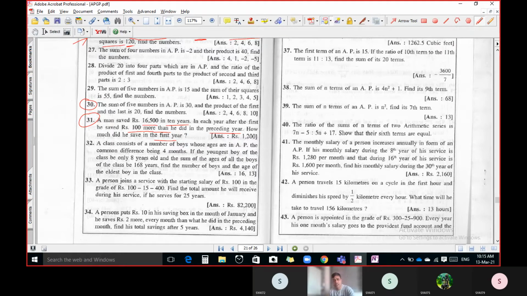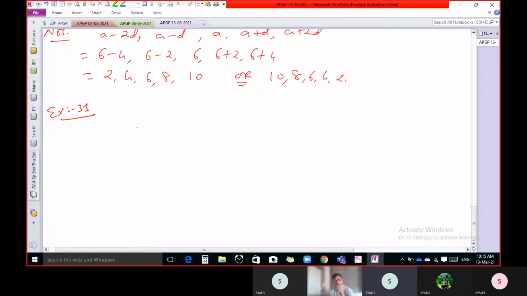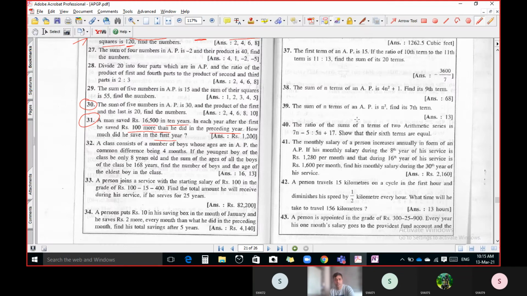So can you tell me what is this 16,500? Last? No, it is total. So sum. Yes. In how many years? 10 years. Each year he saved rupees 100 more. So difference is 100. And we have to find out first year, first term. That means first year saving.